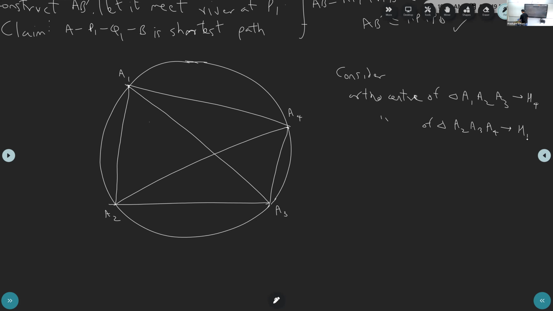Yes, Rohan. Sir, E1, H4, H1, and E4 is a parallelogram. Yes, correct. And why? Sir, because E1H4 is twice the distance of O from A2A3, and which is half the distance of E4H1. So E1H4 and E4H1 are congruent, and since they are perpendicular from E1 and E4 on the same line, they are also parallel.